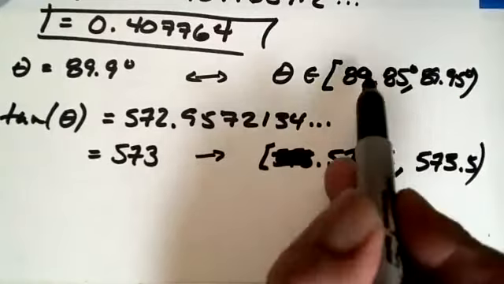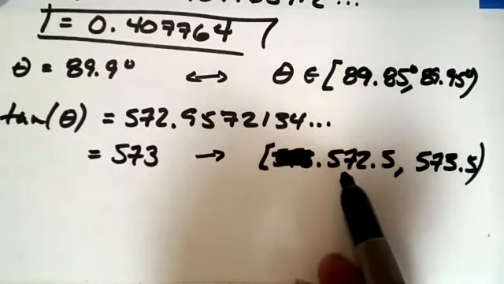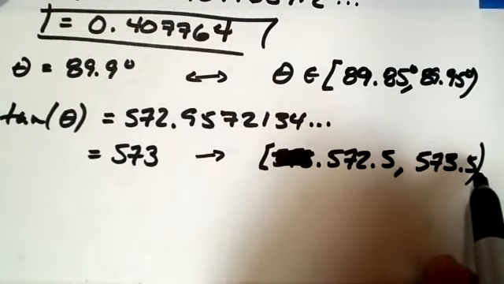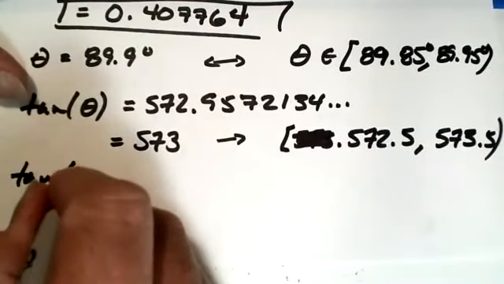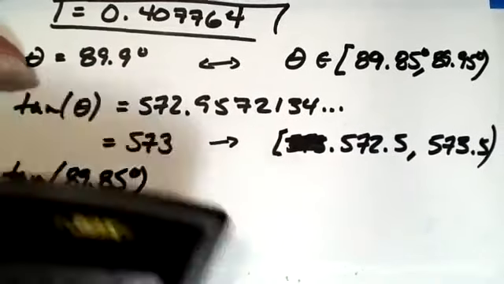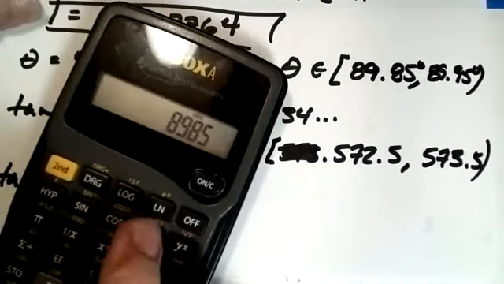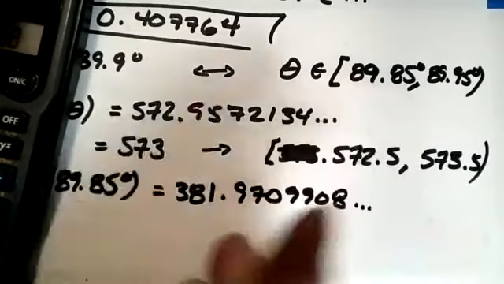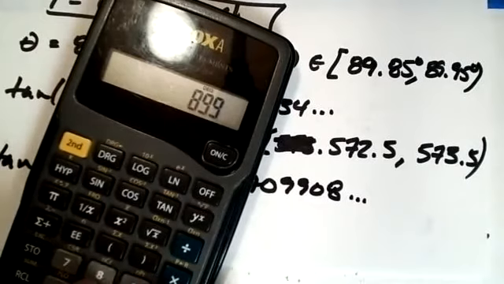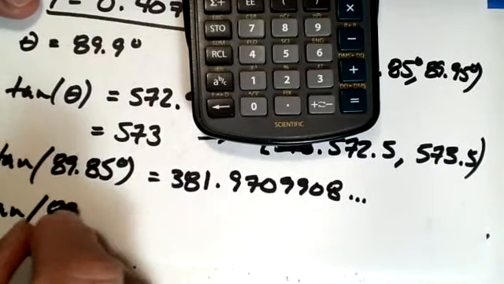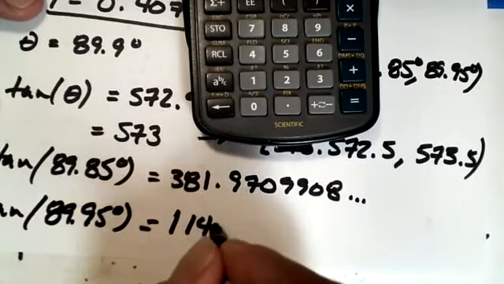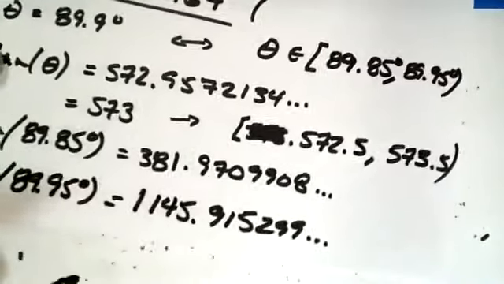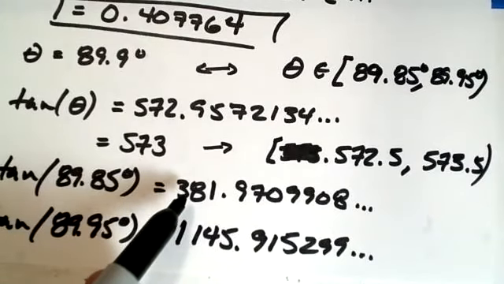But if that's the case, then these two intervals should correspond. I should have that the tangent of 89.85 should be roughly 572.5, and the tangent of 89.95 should be roughly 573.5. Well, let's just see what we get. The tangent of 89.85 degrees is 381.9709908, etc. And going the other way, the tangent of 89.95 equals 1,145.915299, etc. So based on this, we're talking about a range of values between roughly 400 and 1100.